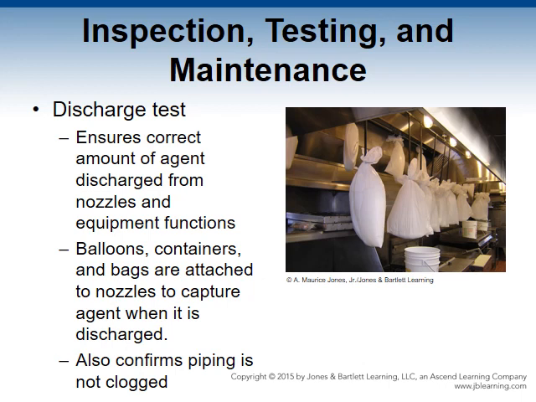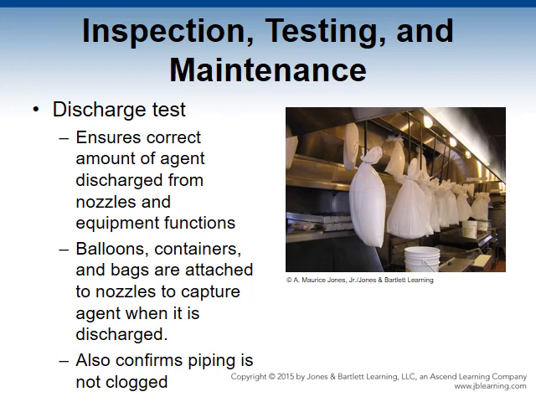Discharge test. This test ensures that the appropriate amount of agent is discharged from the system nozzle and all associated equipment functions properly. Balloons, containers, and bags are attached to the nozzles to capture the agent when it is discharged. The agent is then weighed to ensure the proper amount reaches each nozzle. Capturing and weighing of the product is more important for dry chemical extinguishing systems than wet. For wet systems, some manufacturers recommend discharging a gas propellant, water, or a special testing fluid instead.